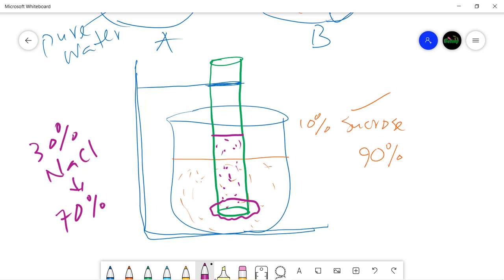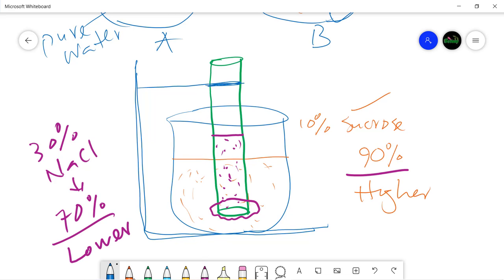Now what will happen? Osmosis will take place, and since this is a higher chemical potential and this is lower chemical potential, water molecules will move from a region of higher chemical potential to a region of lower chemical potential, and they will start moving inside the tube. So the level of solution inside the tube will start rising. As the osmosis progresses, the level of solution rises. It might rise up to this point. Say it stops then. It might not stop, but let's assume that it stops. And when it stops, equilibrium has been reached.